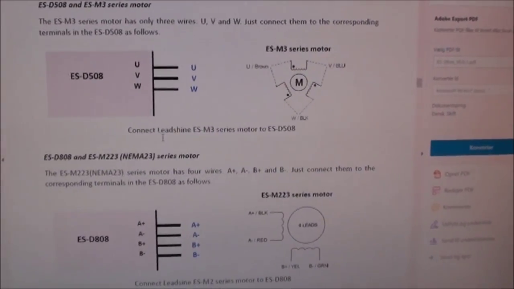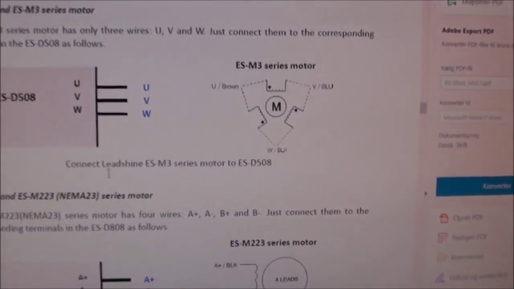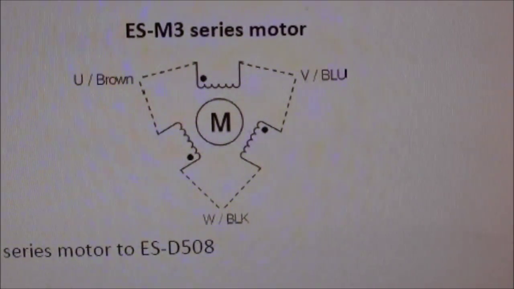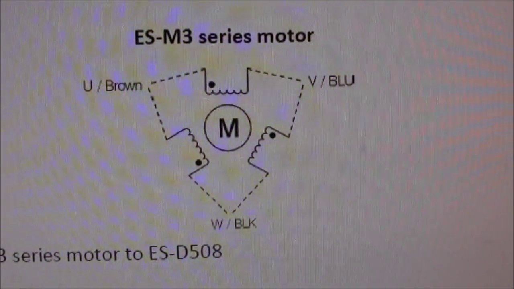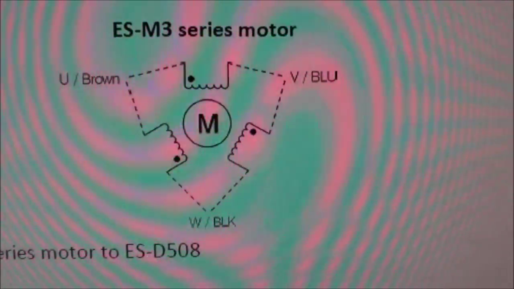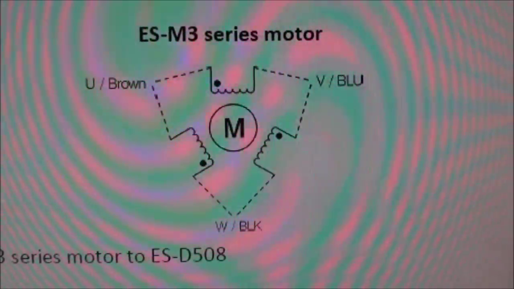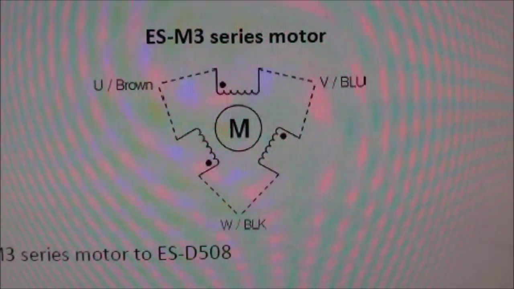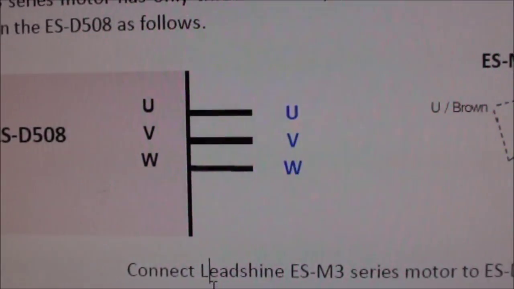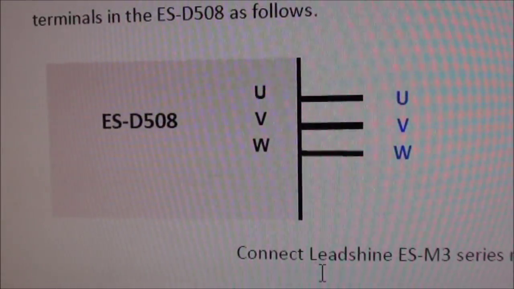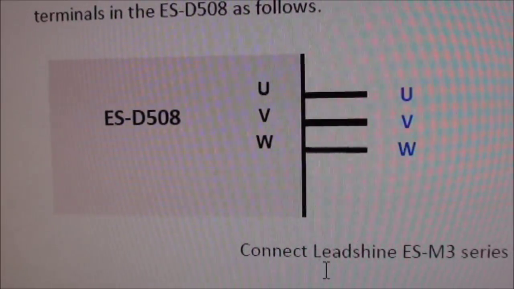Just for your reference, you can see here how this type of stepper motor is put together. You have the U, V and W, and you can also see the colors of the leads I mentioned. So U is brown, V blue, and W is black, and they basically just connect to the controller like this. This is then another one. This is the one you can buy in the US and in Europe.